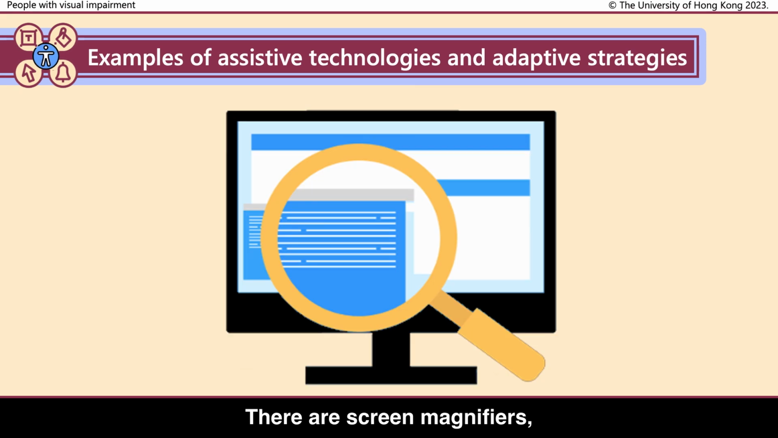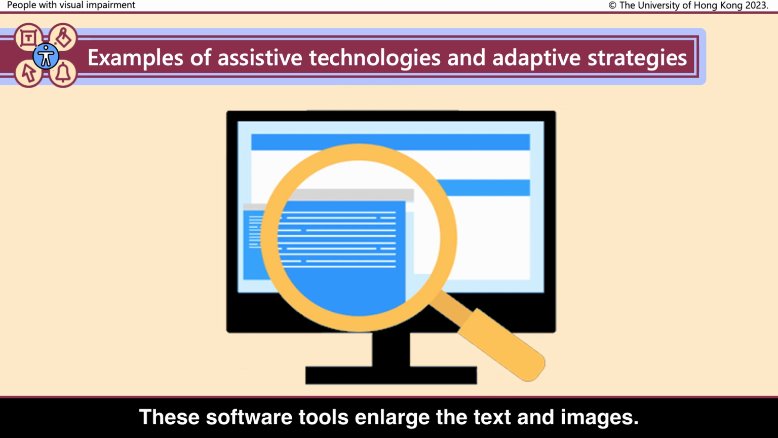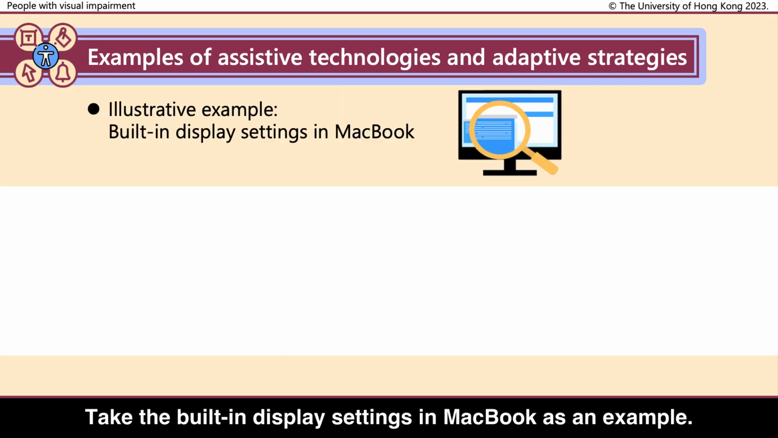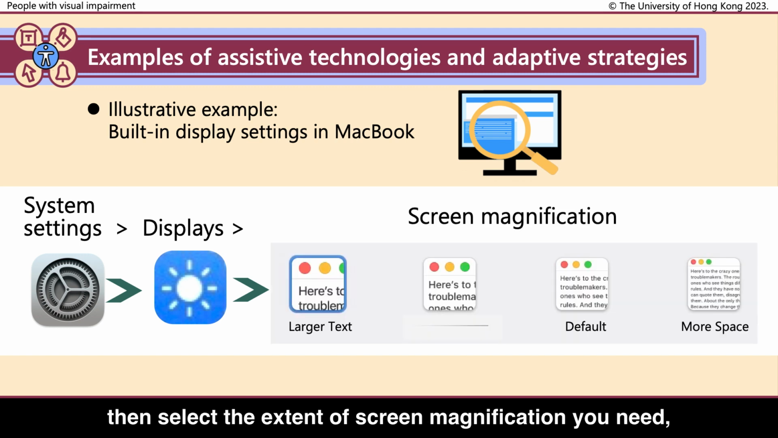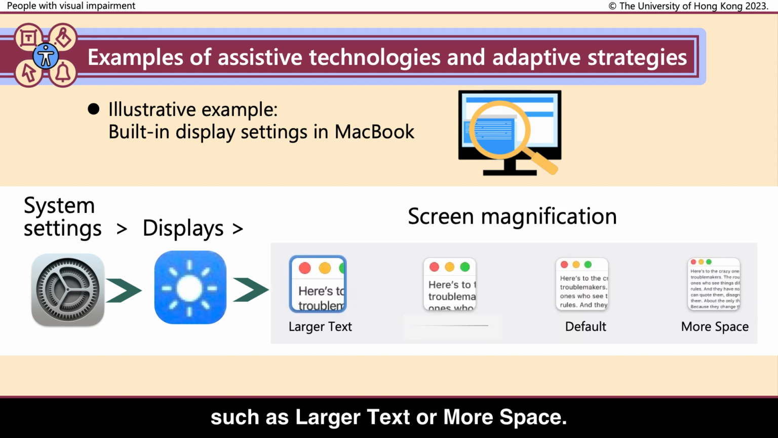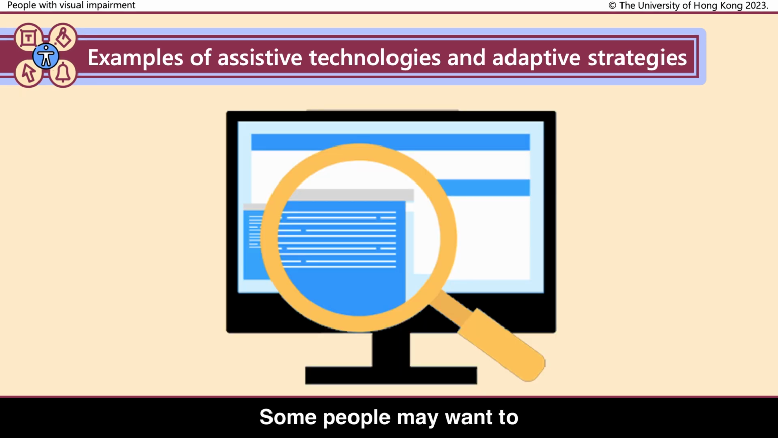There are screen magnifiers, some of which are built directly into the operating system of the device. These software tools enlarge the text and images. Take the built-in display settings in MacBook as an example. Go to System Settings, then go to Displays, then select the extent of screen magnification you need, such as larger text or more space. Some people may want to change the settings of the web browser, operating system, or screen to enlarge or reduce text size and images.